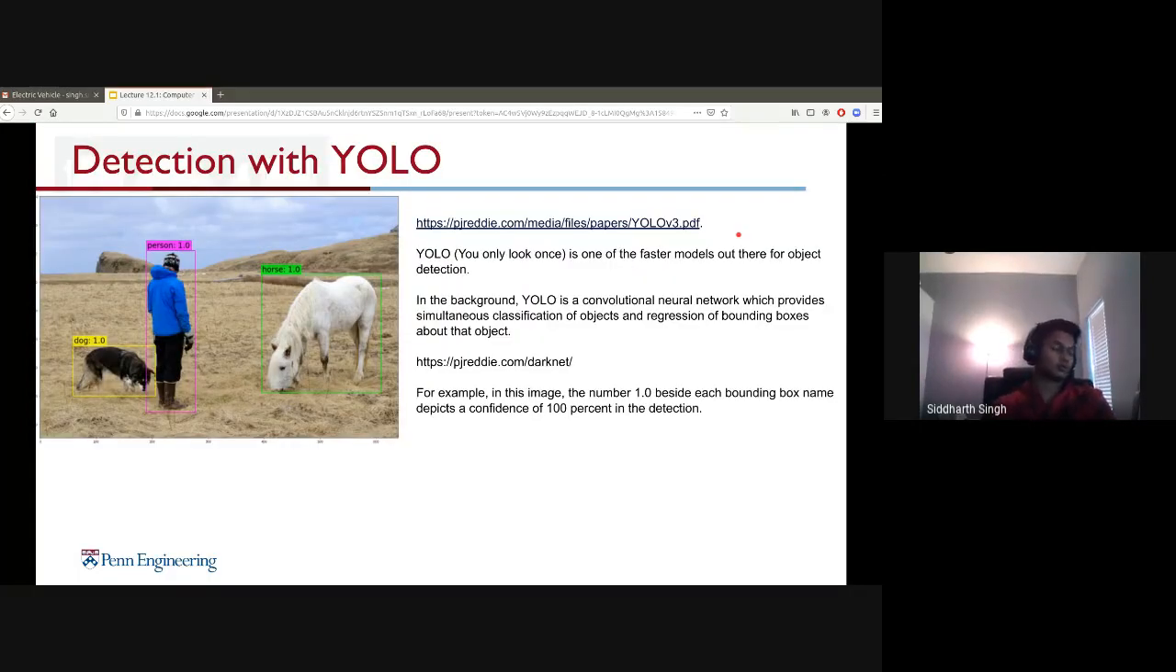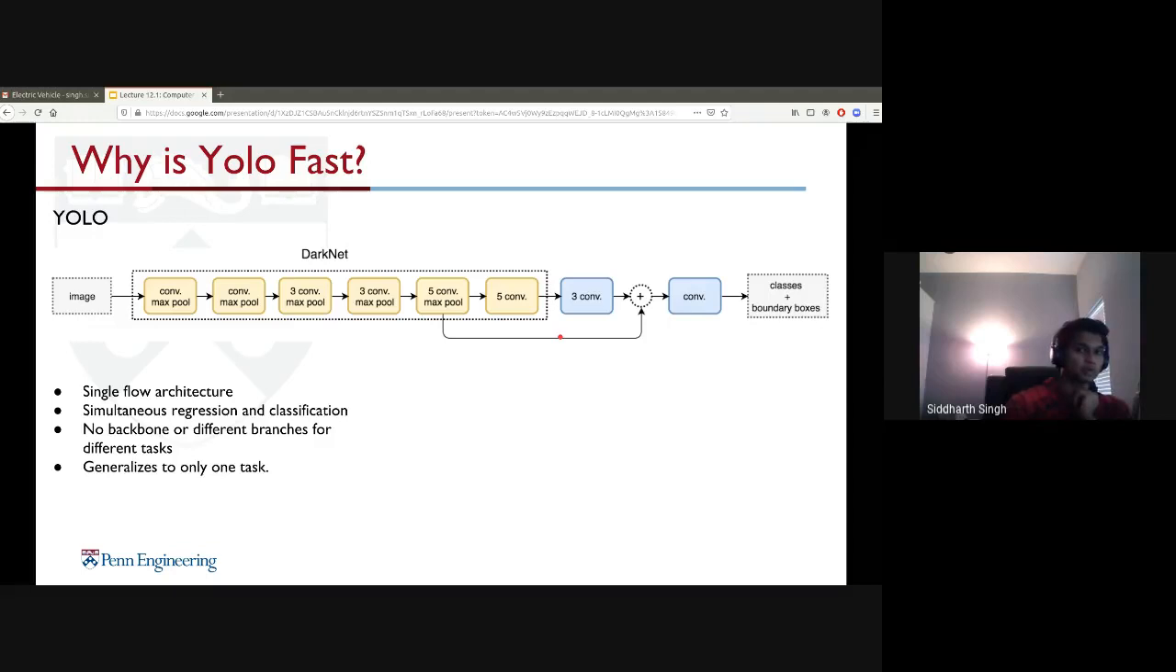YOLO is one of the very good detection frameworks that have been used in the past few years, still being used in multiple places. I have used it a lot of times. It is very fast and it provides simultaneous classification of objects and regressions, and it's just pretty good. There's a link to the original paper, the version 3 paper, which is the last one, I'm guessing. You can go through it if you're interested. So we'll talk a bit about YOLO, not in depth, just to give you a flavor.